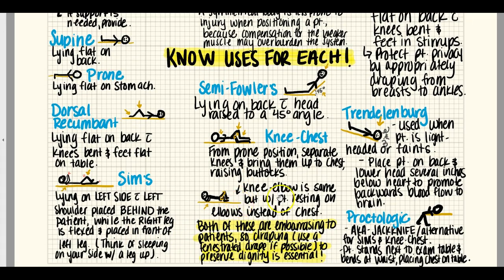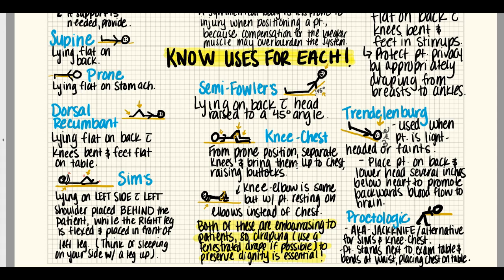The semi-Fowler's is lying on the back with the head raised to a 45-degree angle. Knee chest is from a prone position, so from lying flat on the stomach, you would separate the knees and then bring them up to the chest, so raising the butt up in the air.